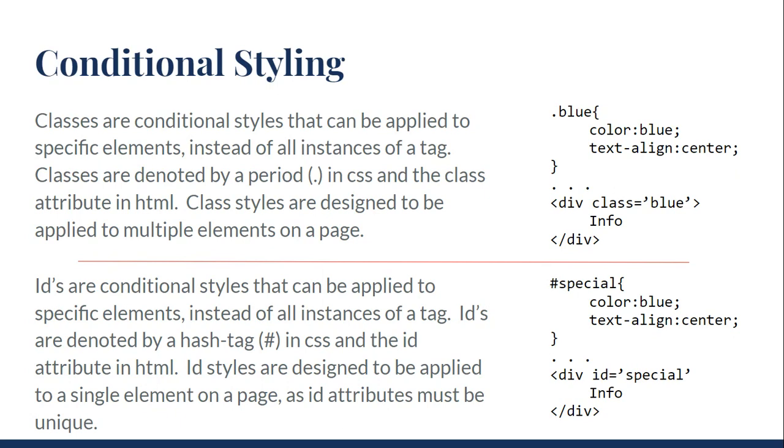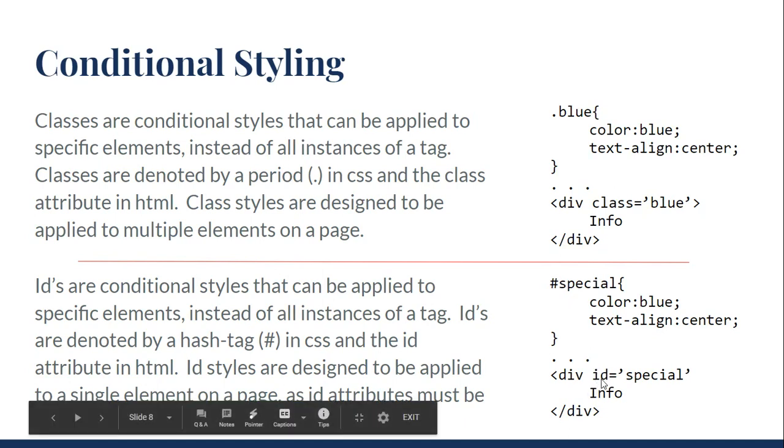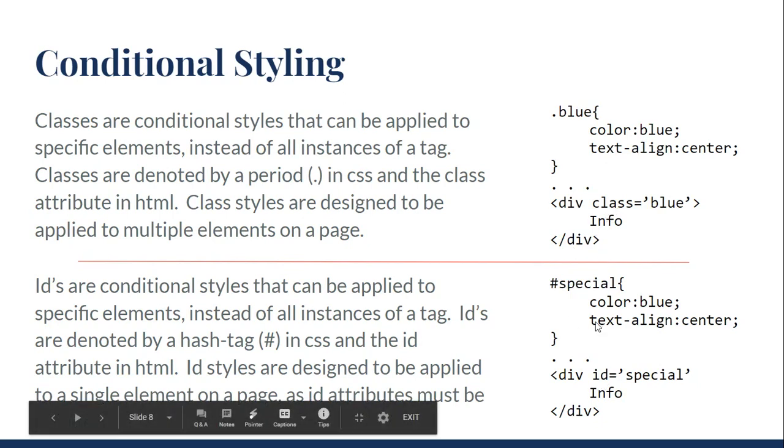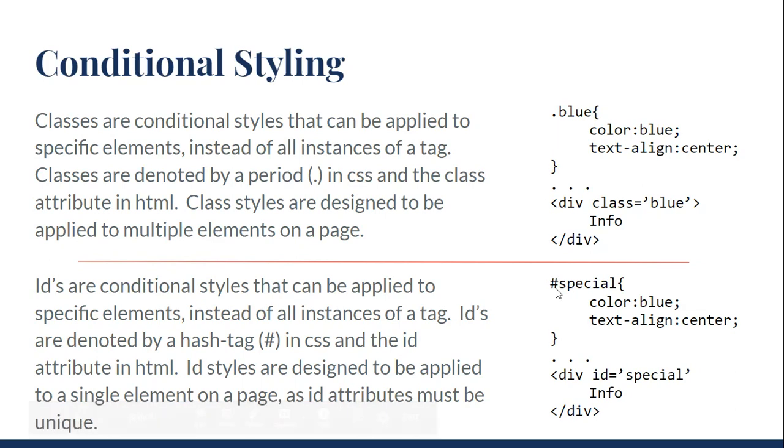There's another type of conditional styling that's called an ID. So in this case, I'm making an ID called special. And you'll see down here in the HTML, I use the attribute ID. The biggest difference between these, besides the fact that it's class and ID and dot versus pound sign or hashtag, is in their usage.